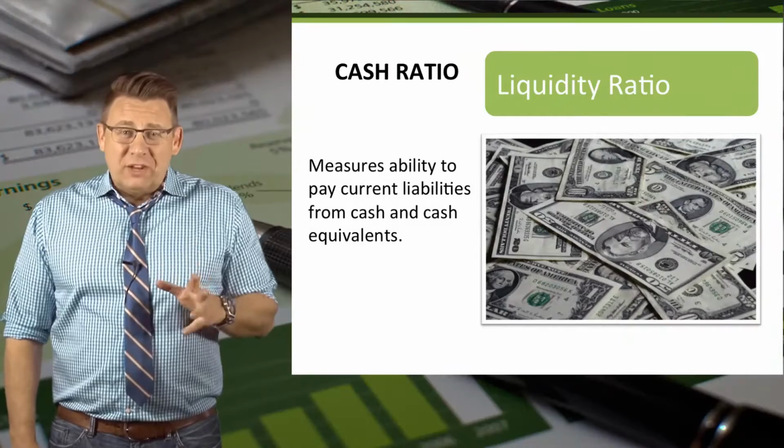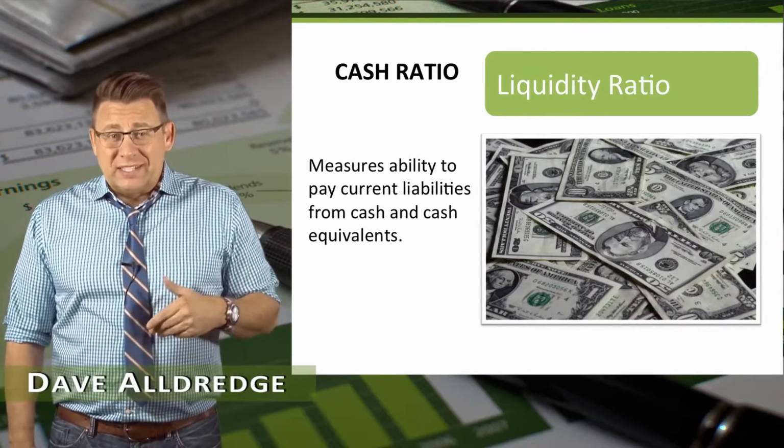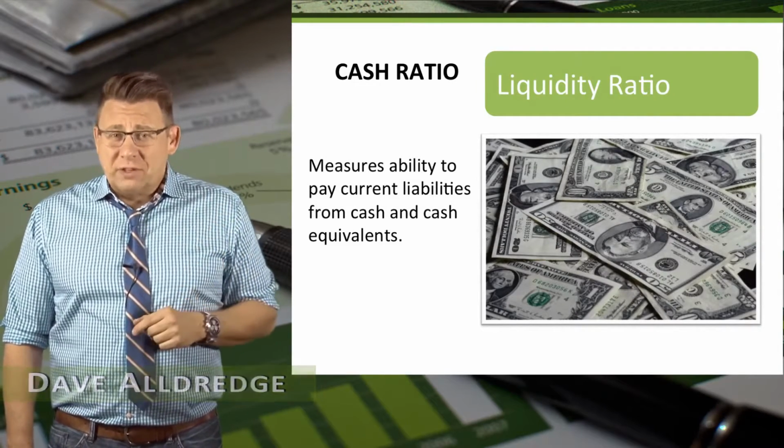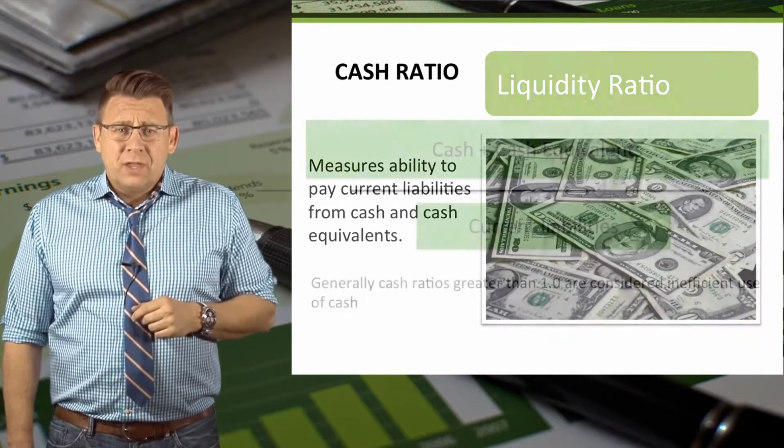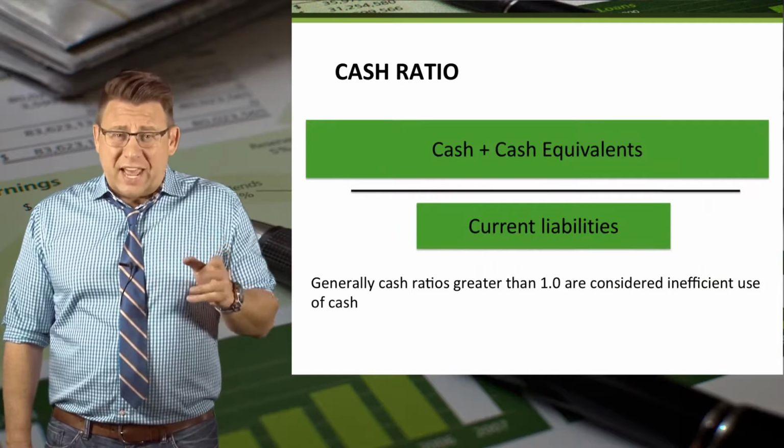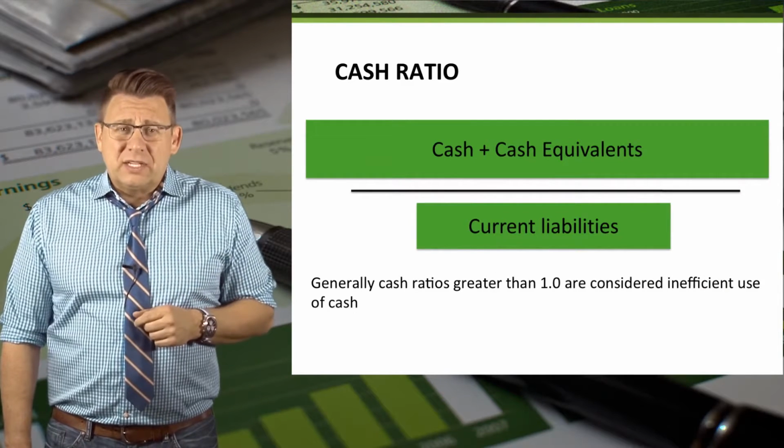The cash ratio measures a company's ability to pay current liabilities from cash and cash equivalents only. The cash ratio is a measure of liquidity. The formula is cash plus cash equivalents divided by current liabilities.